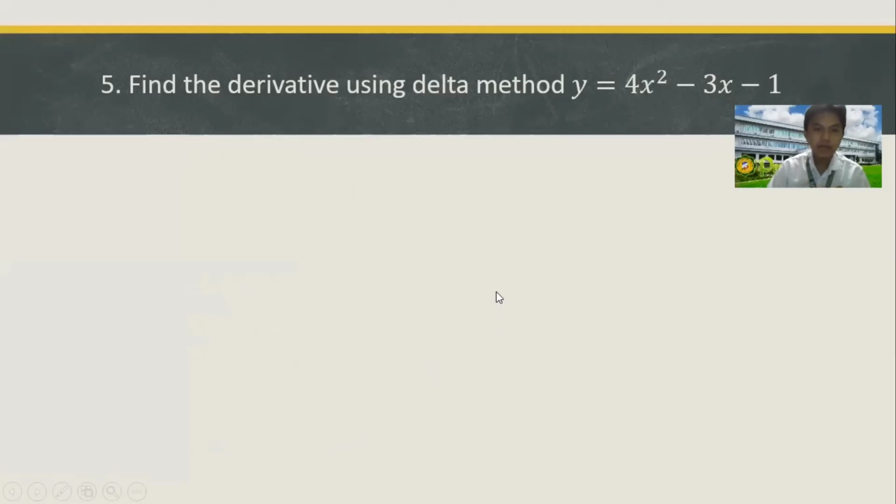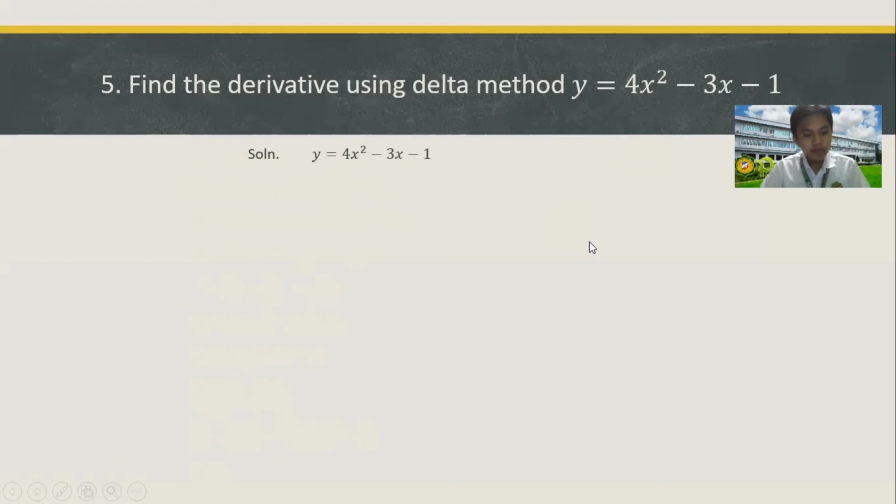The fifth and the last problem. Find the derivative using delta method. y is equal to 4x squared minus 3x minus 1. In this equation, the delta notation or the delta method is another way to solve or derive the given equation.